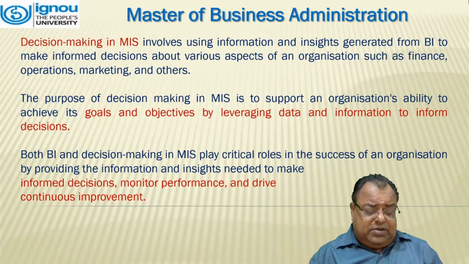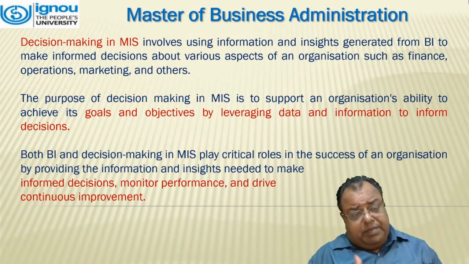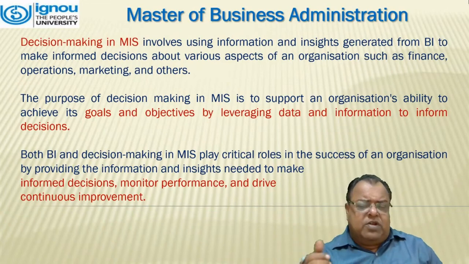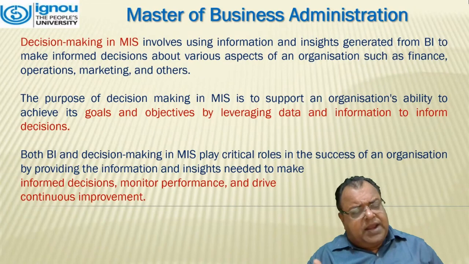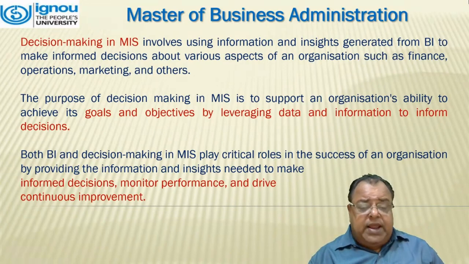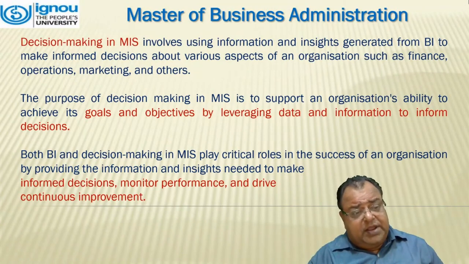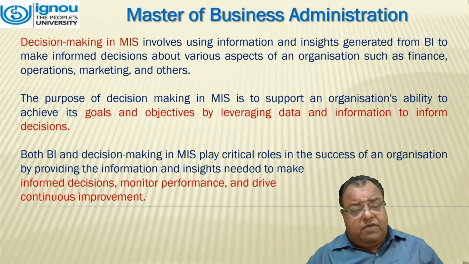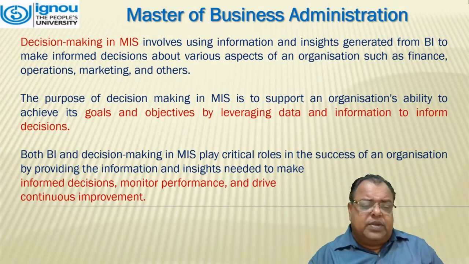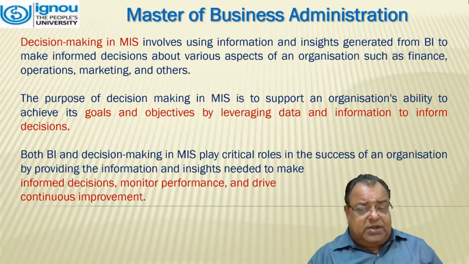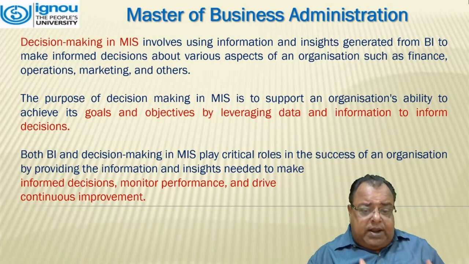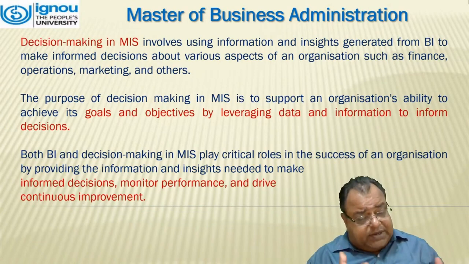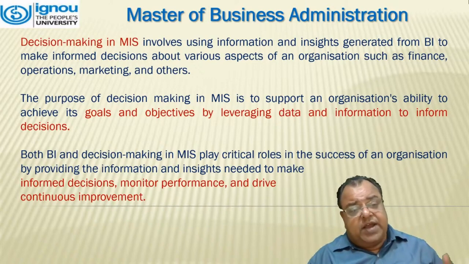Decision making in MIS involves information systems and insights generated from business intelligence to make informed decisions about various aspects of an organization, such as finance, operations, marketing, and others. The purpose of decision making in MIS is to support an organization's ability to achieve its goals and objectives by leveraging data and information to inform decisions. Both BI and decision making in MIS play critical roles in the success of an organization by providing the information and insights needed to make informed decisions, monitor performance, and drive continuous improvement.